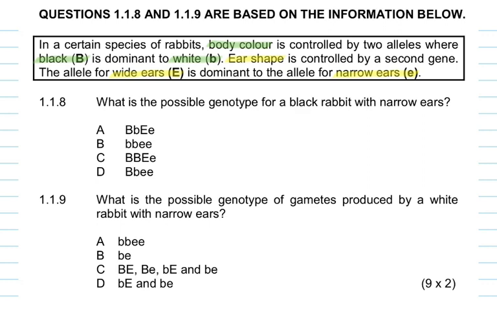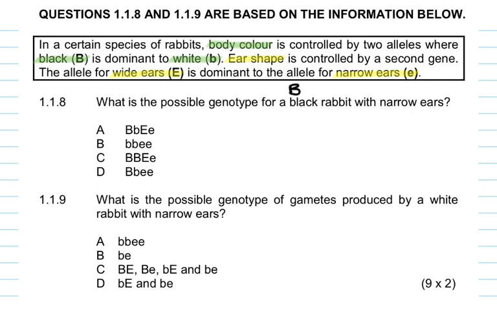So now we get to the actual questions. Question 1.1.8. What is the possible genotype for a black rabbit with narrow ears? So now we're going to have to do some thinking. Okay, first of all, they're saying black rabbit. So we now know that black has got a capital B.